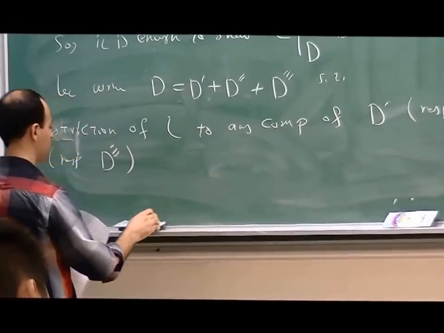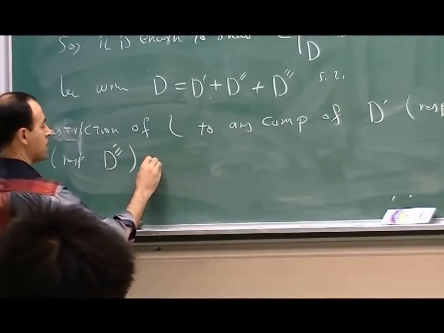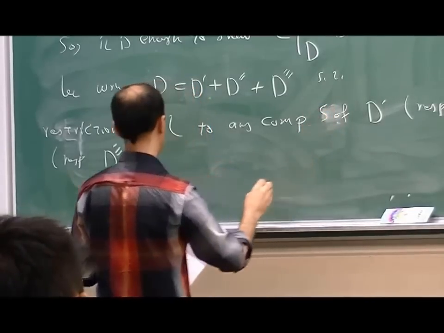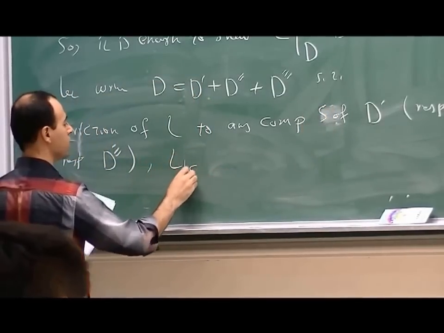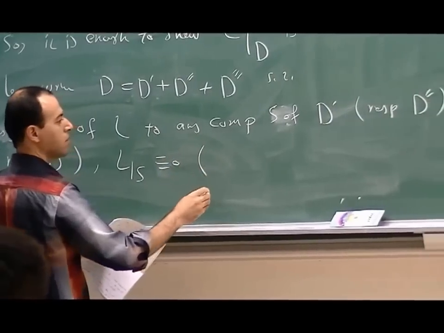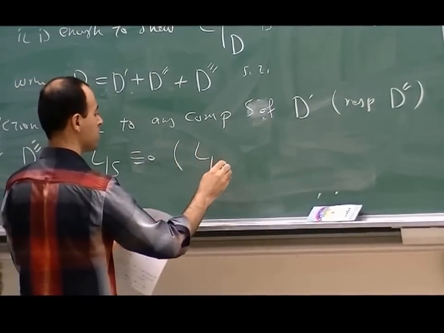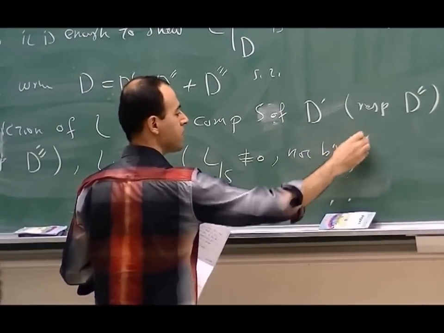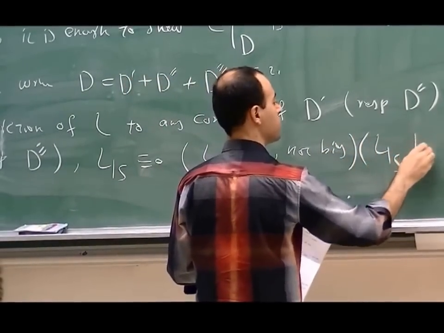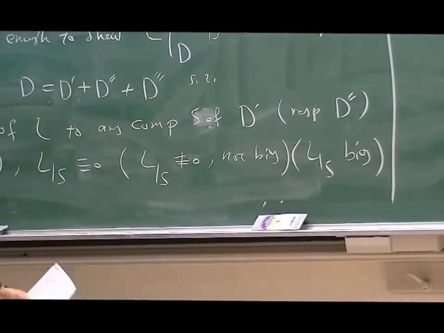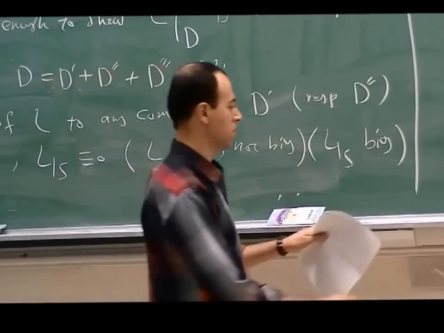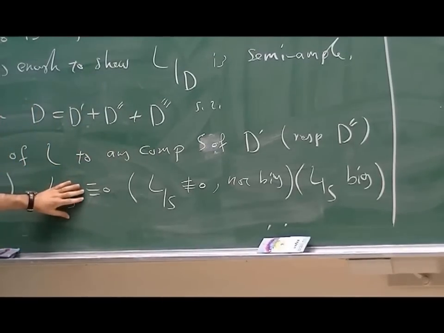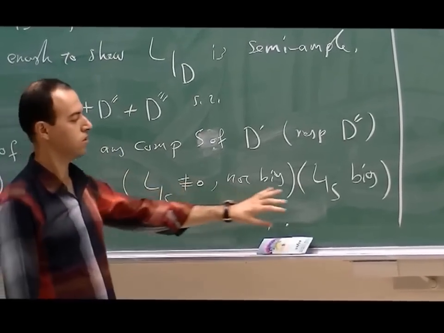This is just an artificial decomposition. For any component, let's say S, I know that L restricted to S is numerically trivial. But for D double prime, L restricted to S is not numerically trivial, but also not big, and finally for D triple prime, L restricted to S is big. So I just divided it into three cases. And if you know a little more language of birational geometry, it just means numerical dimension zero, numerical dimension one, numerical dimension two.